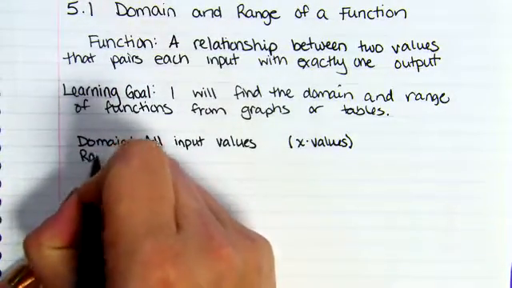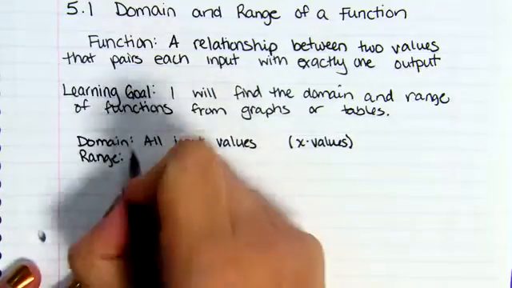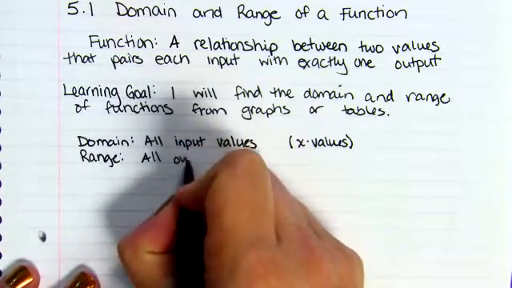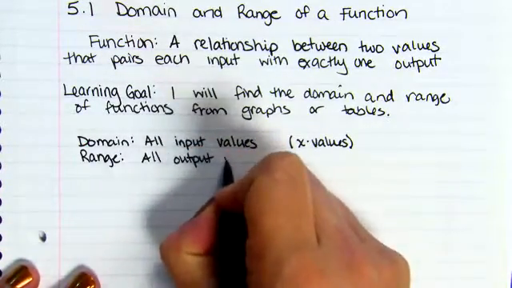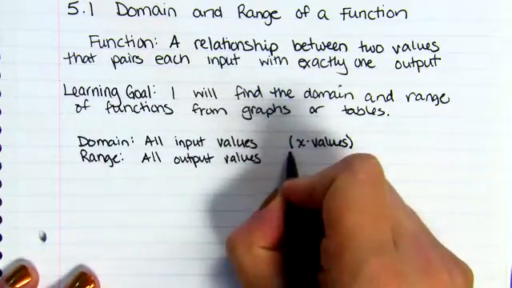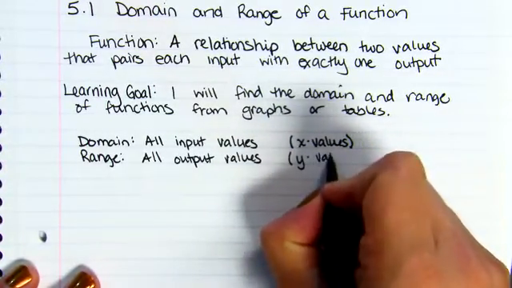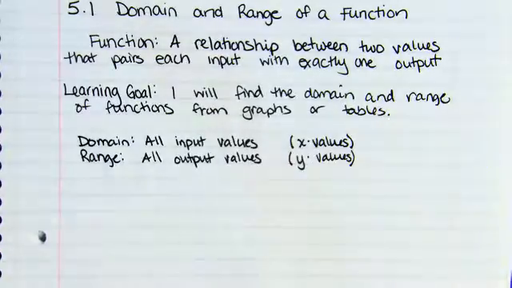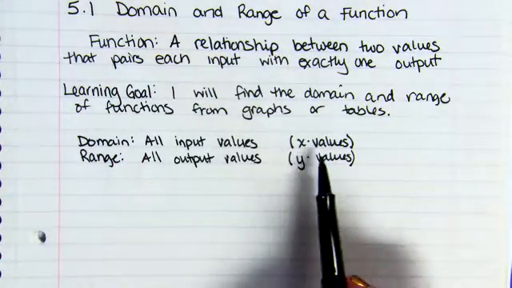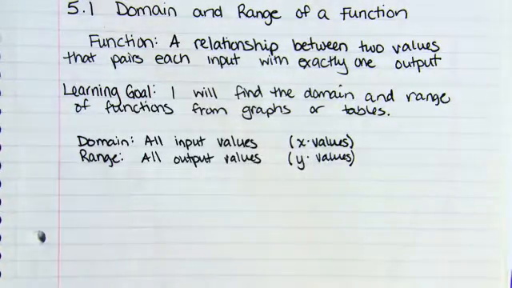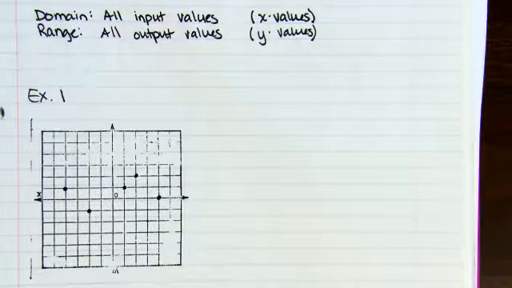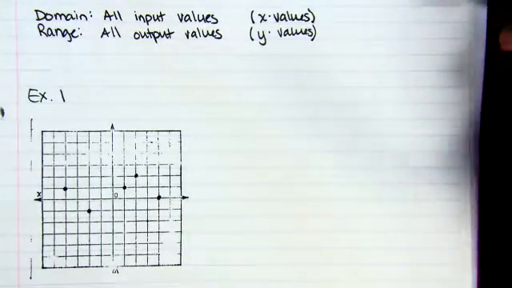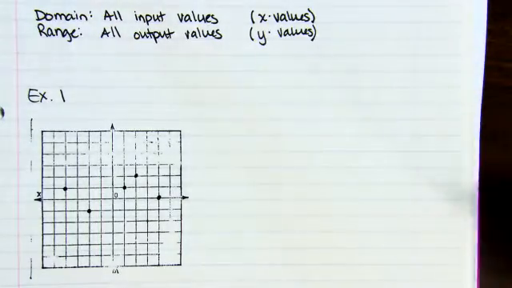And then range is anything that can come out of the function. So these are all of your output values, which we typically associate with y. So our y values, anything that y is allowed to be, is considered the range. The best way to really get an idea of what a function is and what domain and range are is to just do some problems with them.